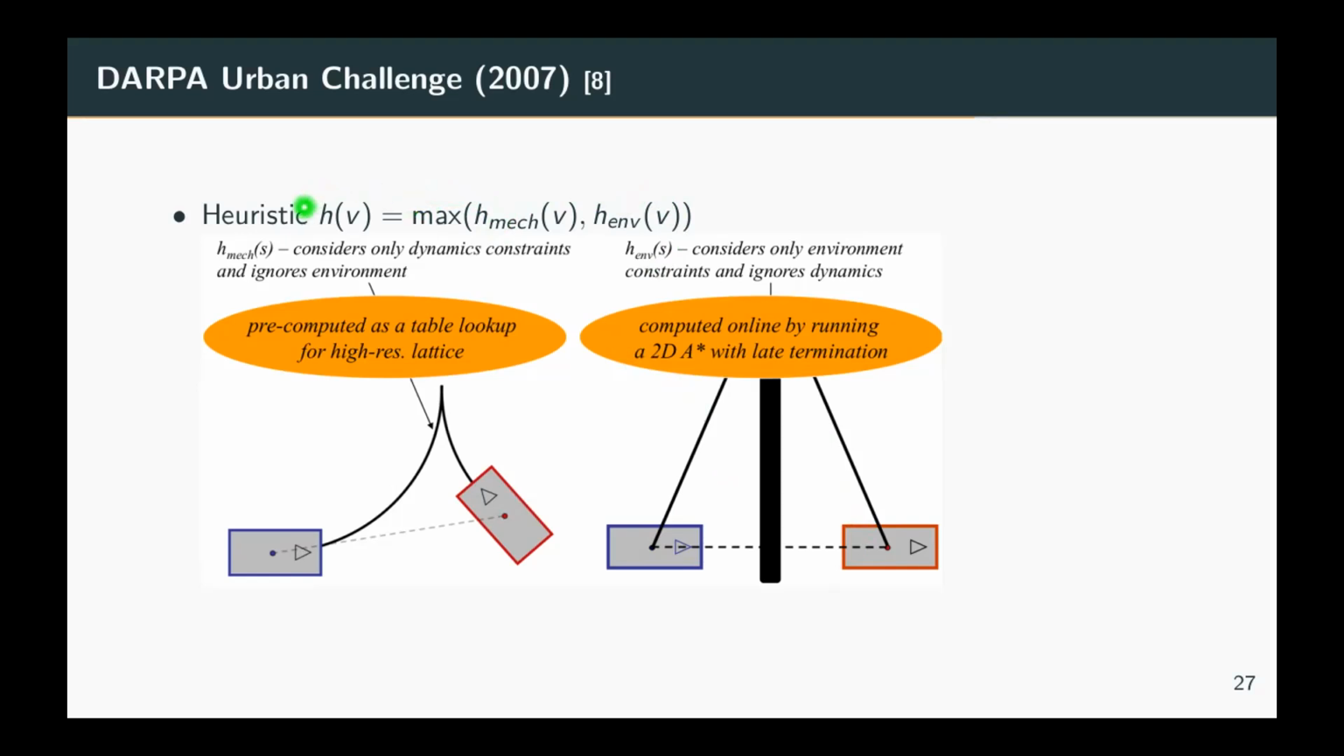And then both of these heuristics are basically admissible. And then to get another admissible heuristic, it takes the maximum of the two values. So they didn't find a, let's say, very smart way of combining them, but it's a way that preserves the theoretical properties.